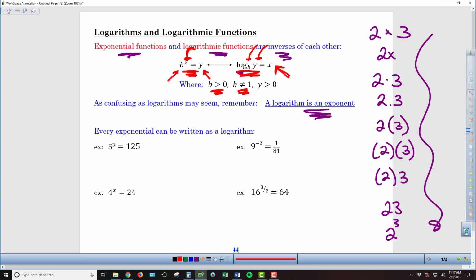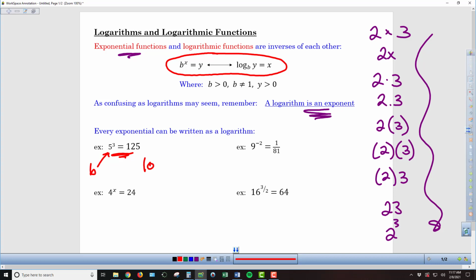For now, all we want to do is be able to rewrite, so I'm going to kind of clear some space here. We just want to use this pattern to rewrite exponentials as logarithms and logarithms as exponentials. So if we look at this first one, we've got 5 to the third equals 125. So I want to use this pattern here to rewrite each of these exponentials as logarithms. So the base of my exponential is going to become the base of my logarithm. So I'm going to start off and I'm going to have log base 5.